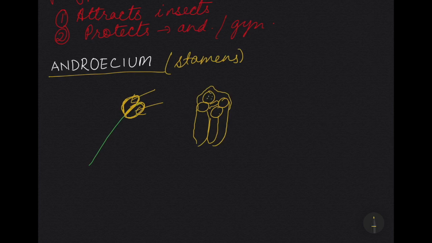Okay, so inside these pollen sacs, what is produced? Pollen grains. What are pollen grains? Pollen grains are the male part of the flower or the male gametes. Now, how do these pollen grains come out?